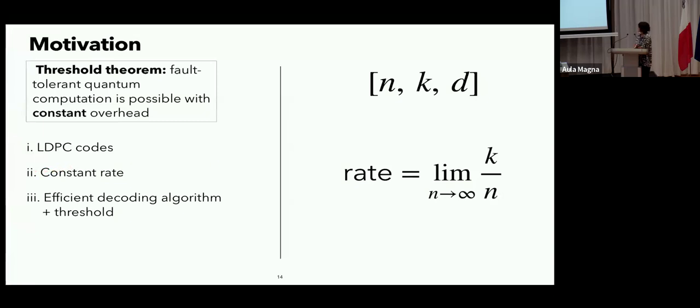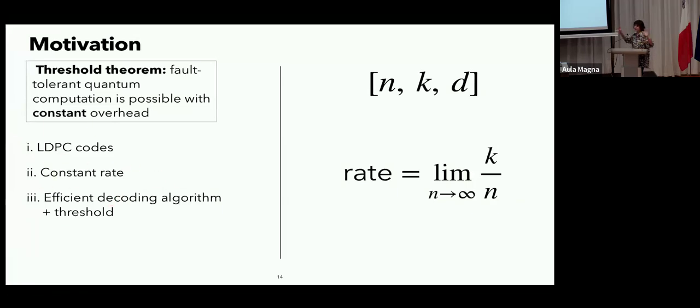Yeah, yes, it is. Efficient decoding algorithm or threshold, we have seen it. The efficient decoding algorithm, we have that more or less, or we don't care about classical resources that much. We can assume that they are for free. The problem is the constant rate.